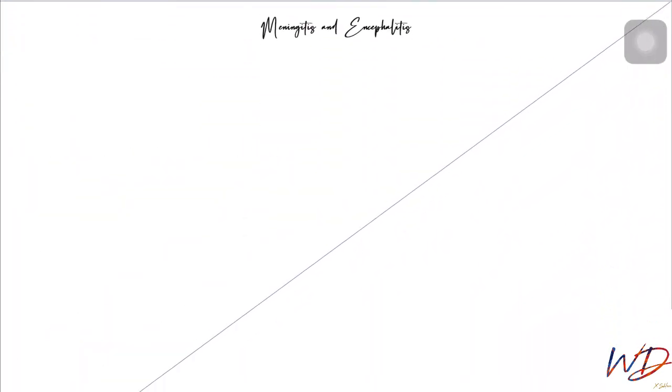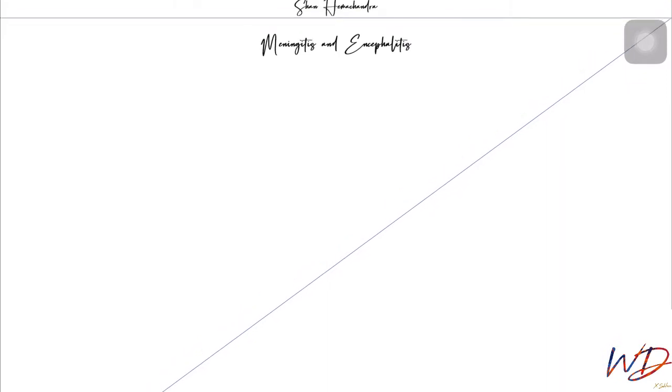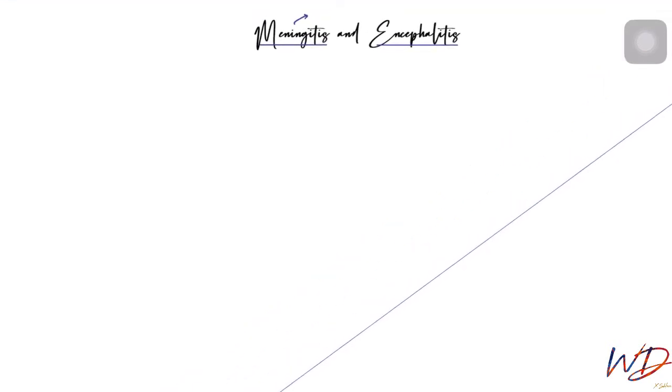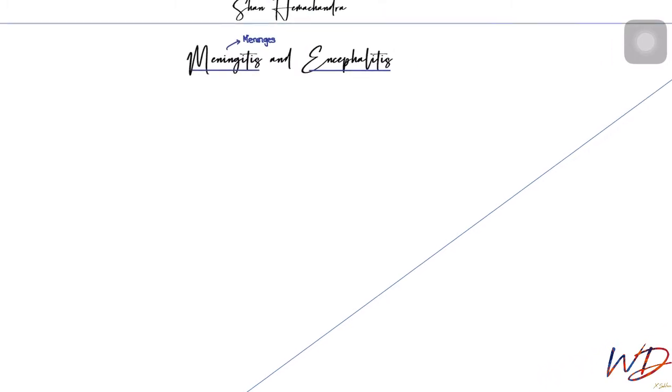The final lecture is going to be meningitis and encephalitis. Now, I know most of you will confuse these two. What is meningitis and what is encephalitis? Meningitis is generalized inflammation of the meninges. Encephalitis is a generalized inflammation of the brain parenchyma.